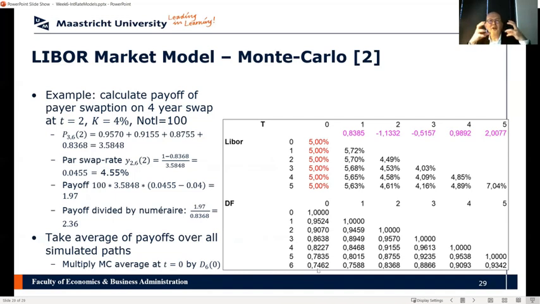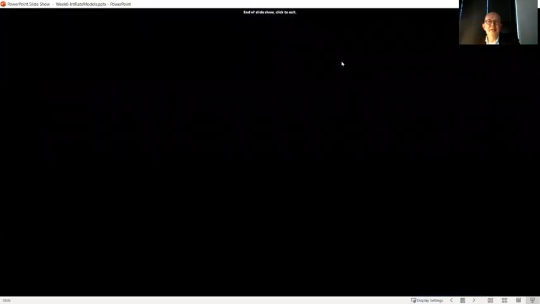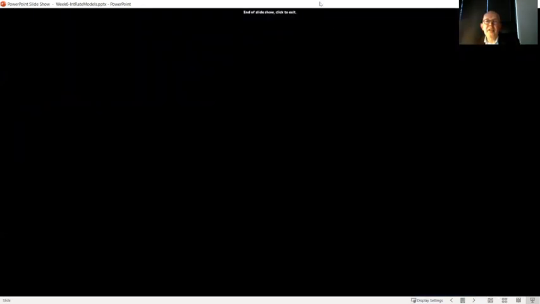So that is the complete sequence of steps of how you compute prices of any interest rate option that you are interested in, in this LIBOR market model setting with a Monte Carlo approach. And that, I think, ends this presentation here.